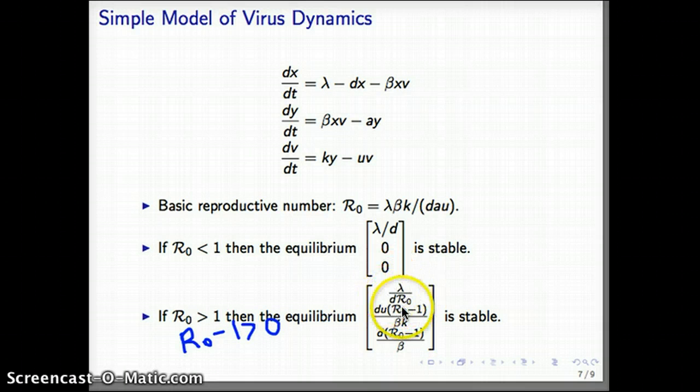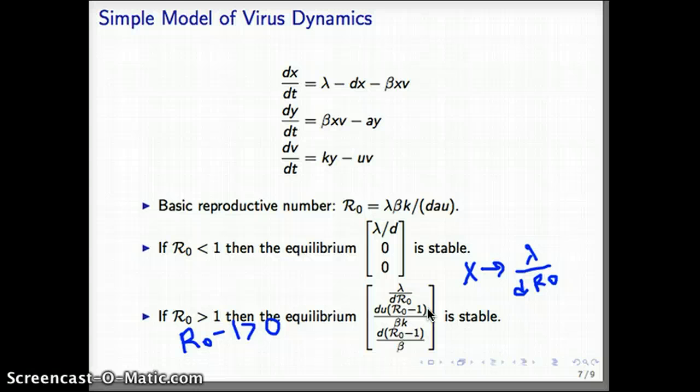And so what this is telling us is that X converges to lambda over D times R0. Now the denominator is the product of D and R0. Y converges to this other term, du times R0 minus 1, which is a positive quantity, divided by beta over k, and then V converges to this other quantity. So what we're seeing here is that when the endemic equilibrium steady state is stable, it implies that state variables are converging to levels that are positive, okay?